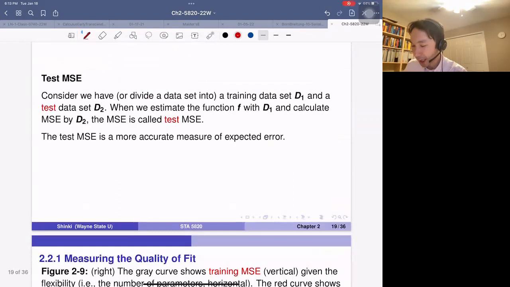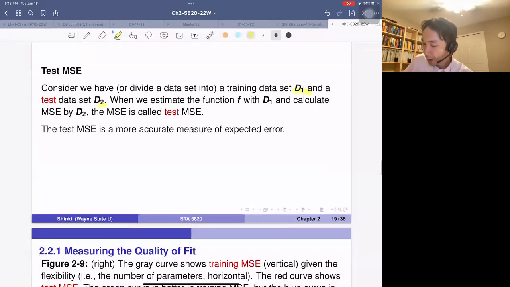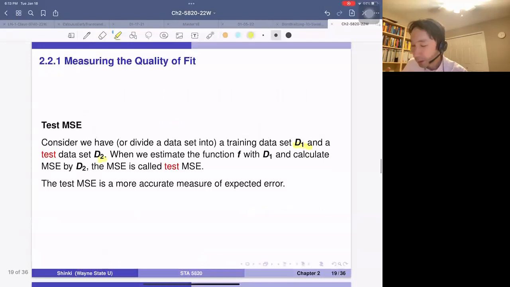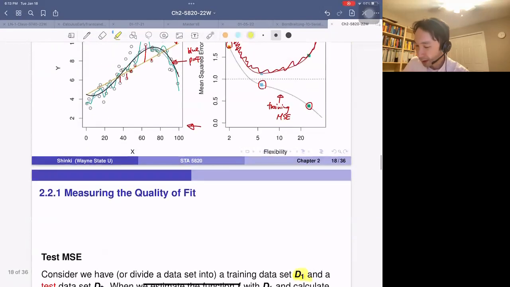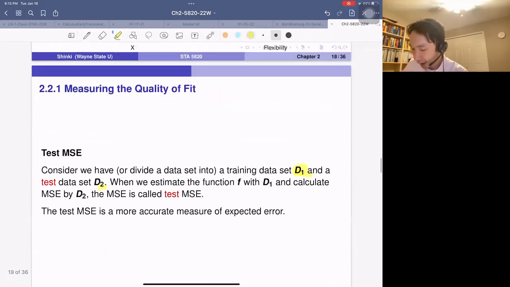Then we introduce test MSE. We divide the data set into D1 and D2, and we fit the model with D1. So we estimate these curves by D1 only. Then after that, we use D2 to evaluate the error size. So this is more practical. Practically, we have a training set, we set up and estimate the model, then we have a new data set to apply that model to. So the error size for new observations is important. So this test MSE is more practical.